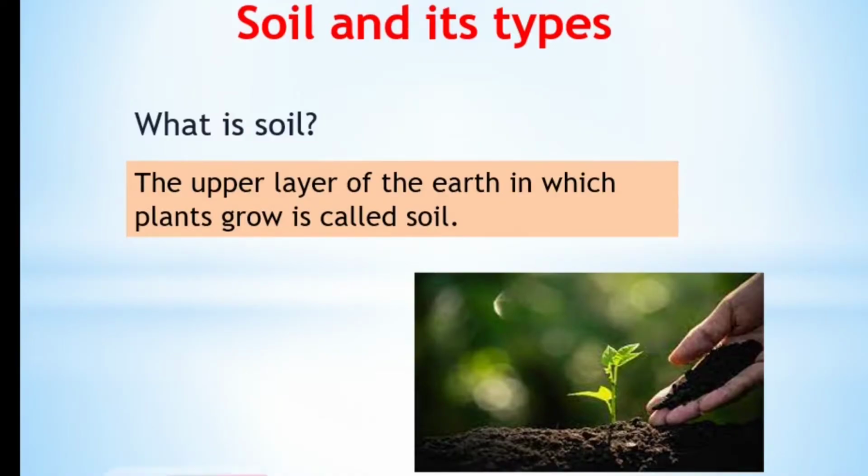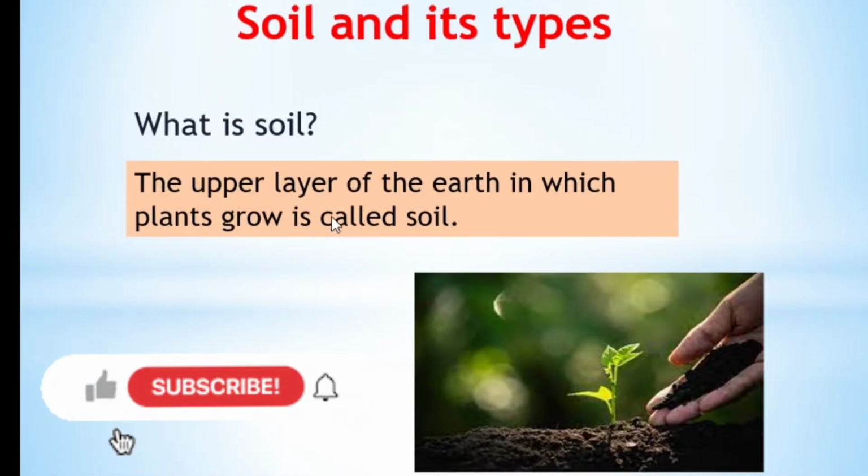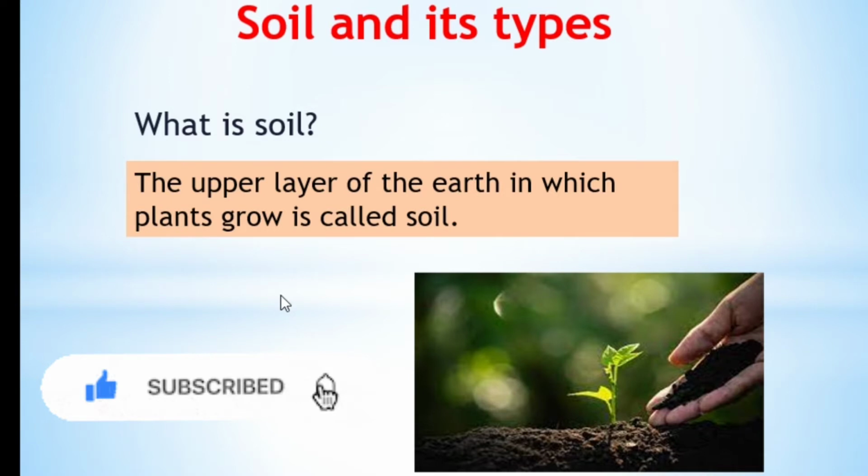What is soil? So soil is the very first layer of earth where we can grow plants and trees. Different kinds of soil are found in different places. So we'll discuss that too, but first let's understand how it forms.